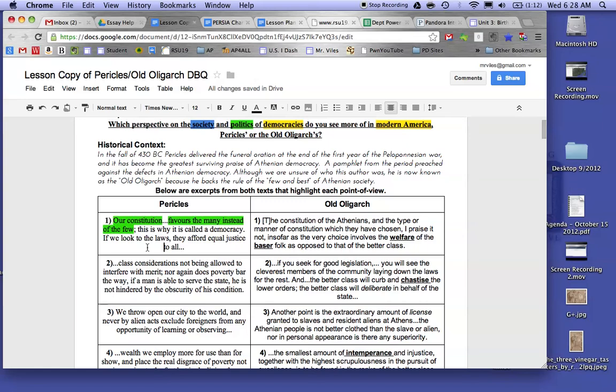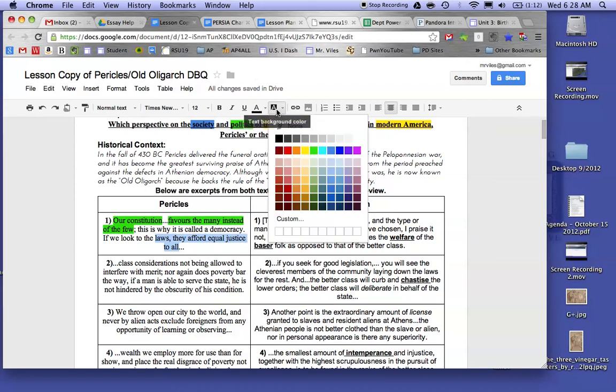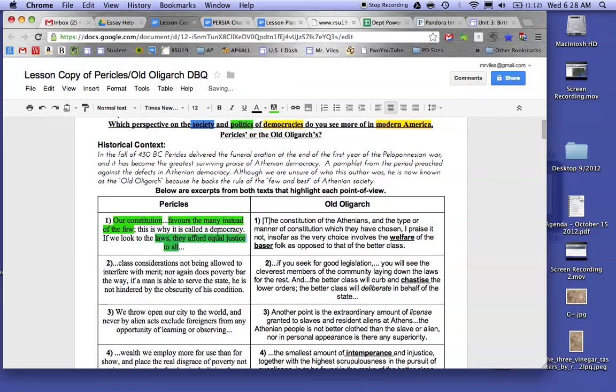Now, we look down here, he says, "If we look to the laws, they afford equal justice to all." And again, I'm going to take that. Laws have to do with politics. And I'm going to click on that and call that green too. And now I have 2 little excerpts. Now you notice I didn't take everything. This excerpt is already small, but I want to carve it up even smaller.